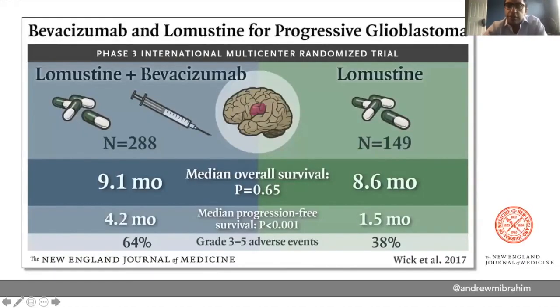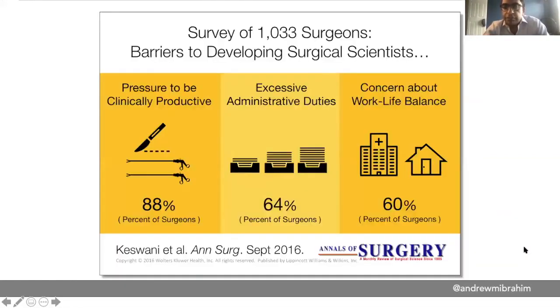This is one from the New England Journal that was a randomized trial for progressive glioblastoma using dual and monotherapy, and they found that median overall survival was no different. This was a survey in the Annals of Surgery that asked 1,000 surgeons, what are your barriers to becoming surgical scientists? And the 3 most common reasons listed on the survey are there: pressures to be clinically productive, administrative duties, and concerns about work-life balance.